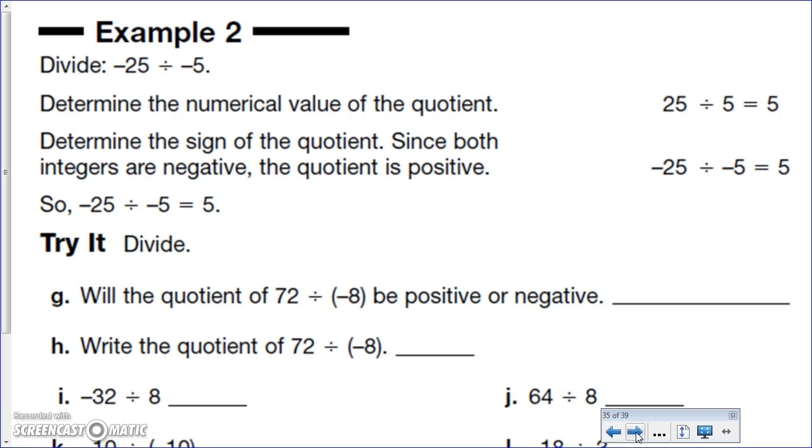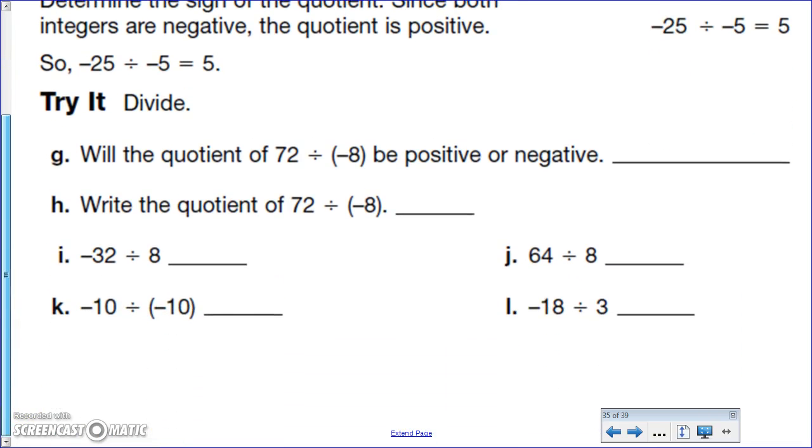Example 2, divide negative 25 by negative 5. Determine the numerical value of the quotient, so 25 divided by 5 is 5, and then determine the sign. Since both numbers, both integers, are negative, the quotient is positive. So same signs, the answer is always positive.